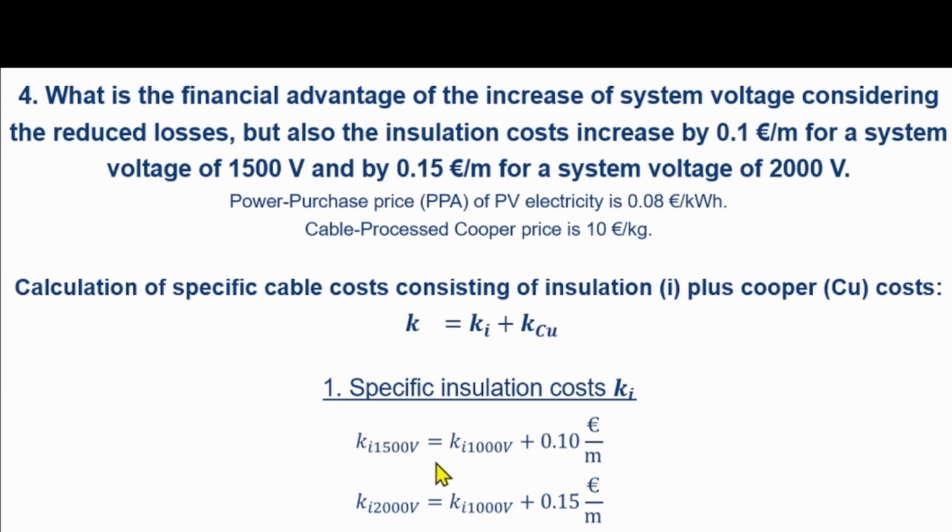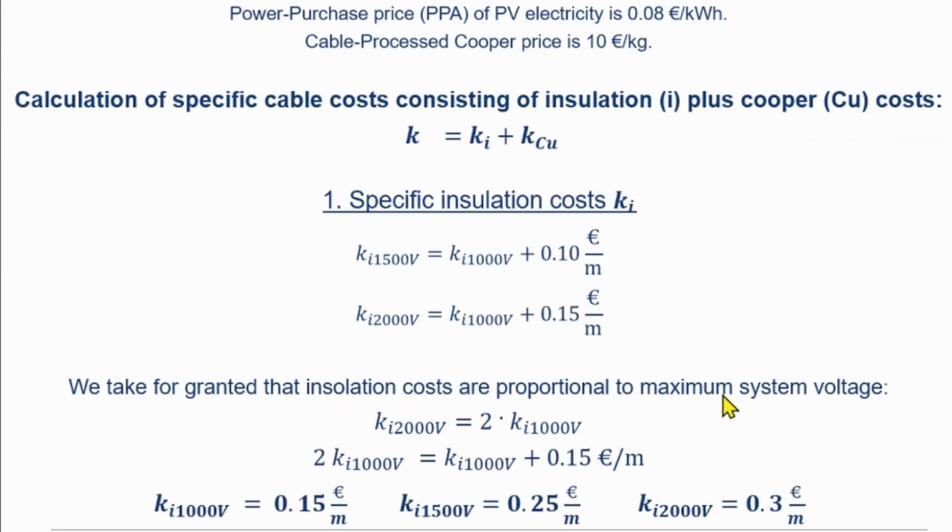Let's put in a formula here. So we have KE 1000 volts plus 0.1 euro per meter is the cost at 1500 volts. And for 2000 volts it is the cost at 1000 volts plus 0.15 euro. We take for granted that the insulation costs are proportional to the maximum system voltage, I think it was written in the beginning. So the cost of the insulation at 2000 volts is double the cost at 1000 volts. If we put it in a formula, we substitute: 2 KE 1000 volts is equal to KE 1000 volts plus 0.15. So we divide by KE 1000 volts, and KE 1000 volts is equivalent to 0.15 euro per meter.